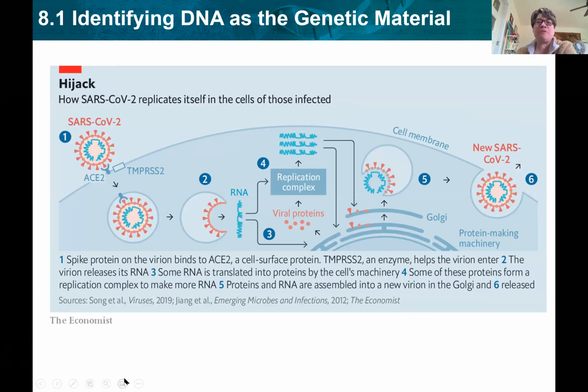Here's another more simplified version of it. We see here that SARS attaches to this receptor, and then it enters the cell. So this blue part here is the cell. And then the protein shell of the virus kind of dissolves, and it releases the RNA, which is the genetic information. And then the cell actually does translation, which is a term we'll learn about in this chapter.